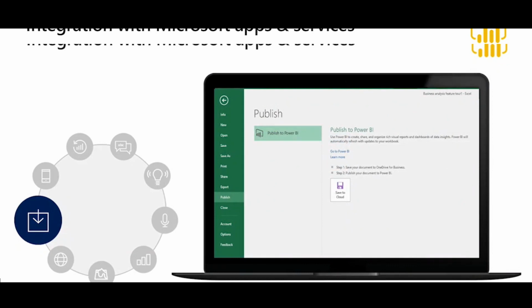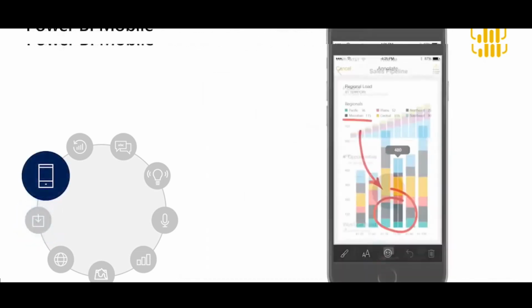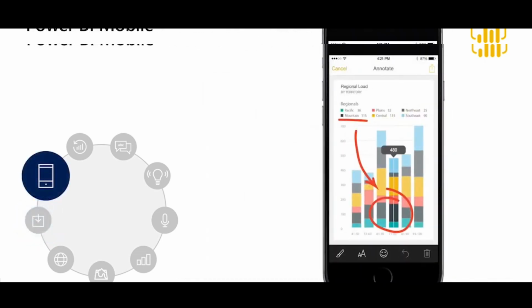And then when you publish it, you can export any Excel data to Power BI. And finally, you can use Power BI Mobile, on which not only can you have access to the data, but you can also annotate, collaborate, and share the findings that you make on that data with the rest of your team.